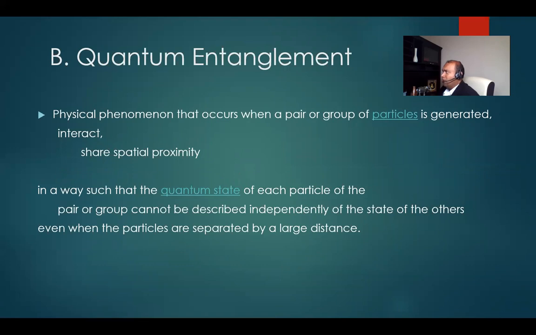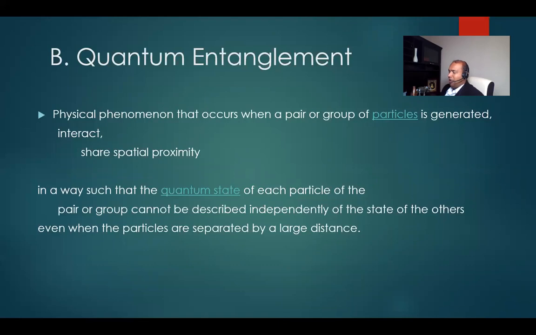When a pair or group of particles is either generated, interacts, and shares spatial proximity in such a way that the quantum state of each particle of the pair cannot be described independently of the state of the others, even when the particles are separated by a large distance. I think it's a difficult concept to understand, but I would like to try to give analogies to understand more.